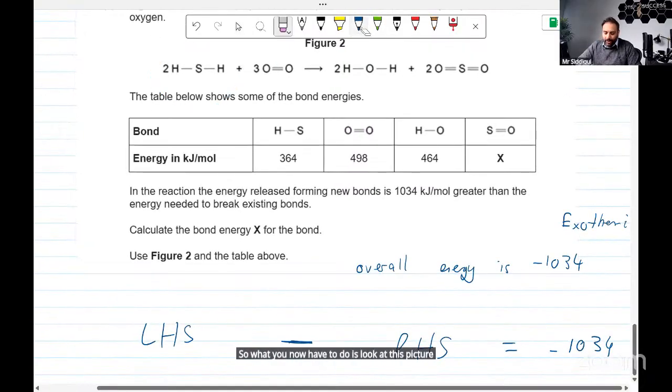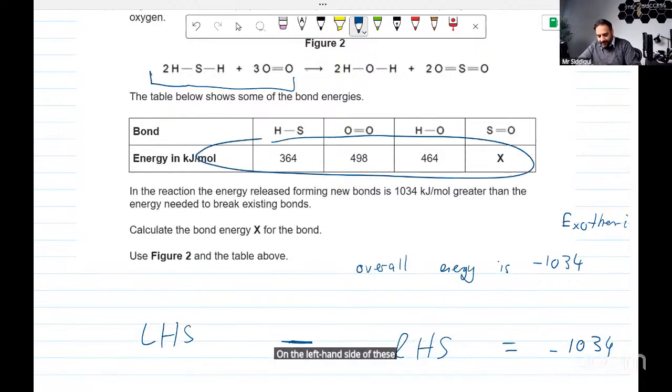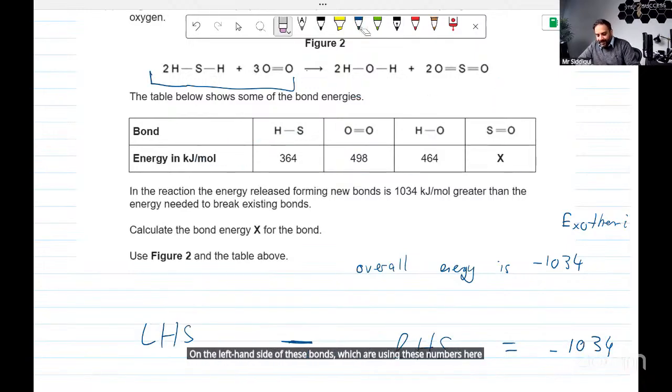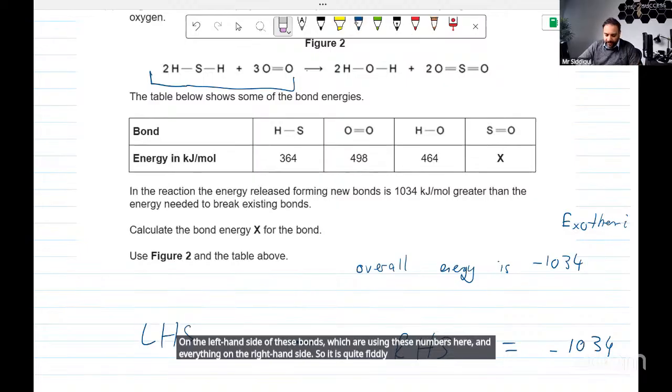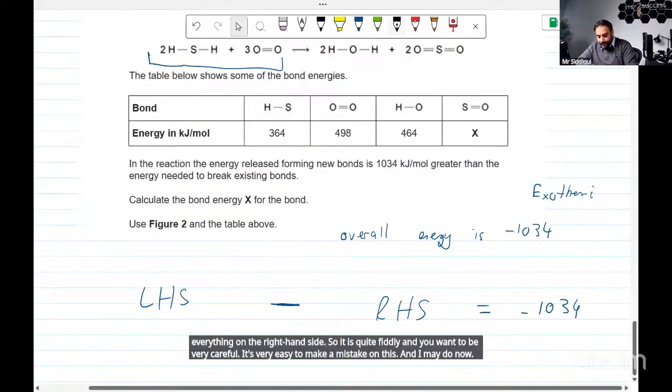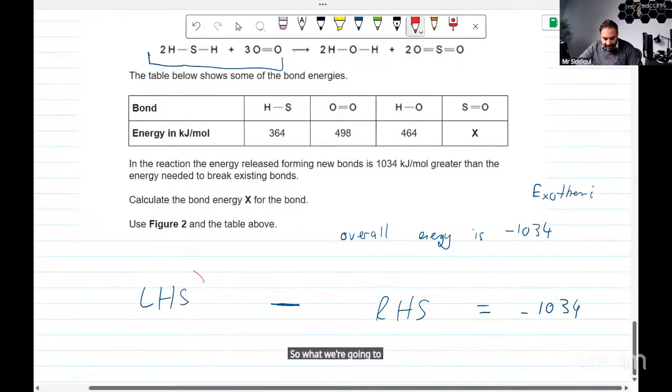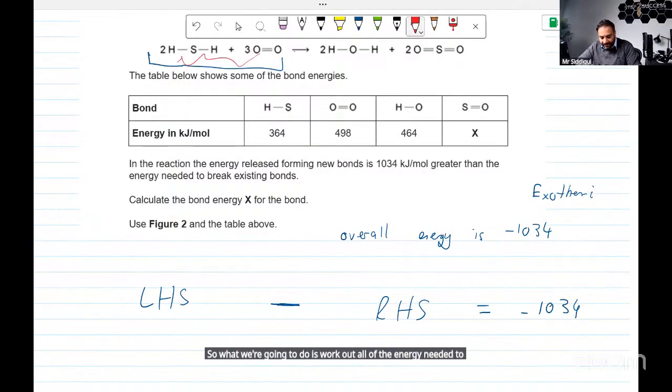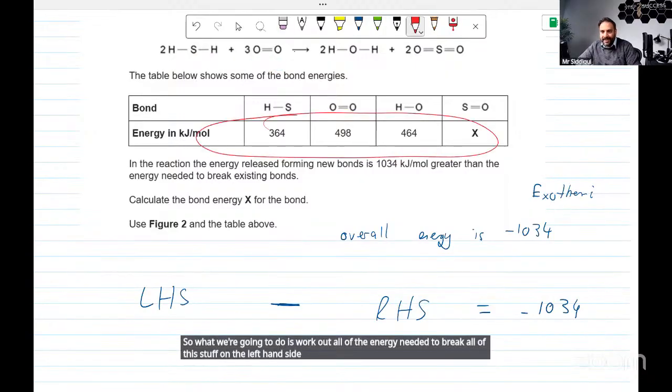So what you now have to do is look at this picture and work out all the numbers on the left-hand side of these bonds, using these numbers here, and everything on the right-hand side. It is quite fiddly, and you've got to be very careful. It's very easy to make a mistake on this, and I made one just now. So we're going to work out all of the energy needed to break all of this stuff on the left-hand side, and that's what these numbers are telling you.